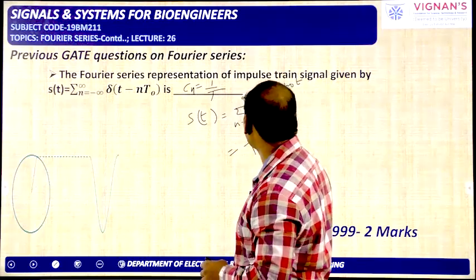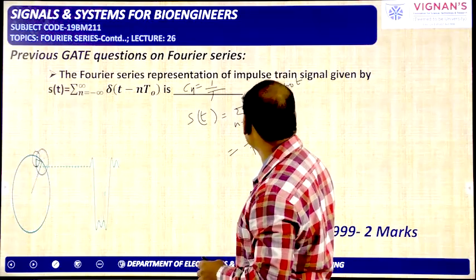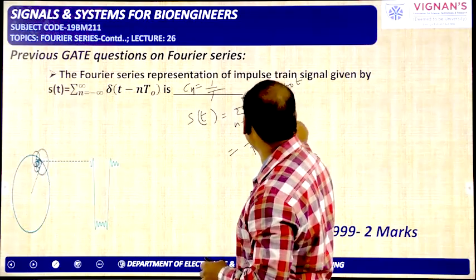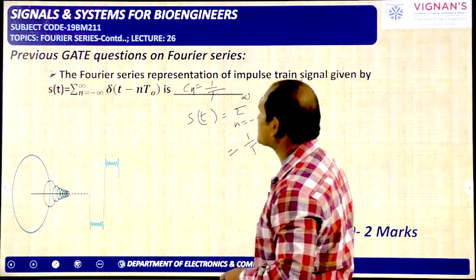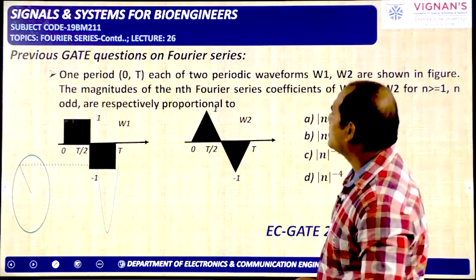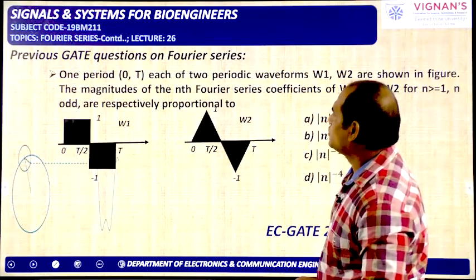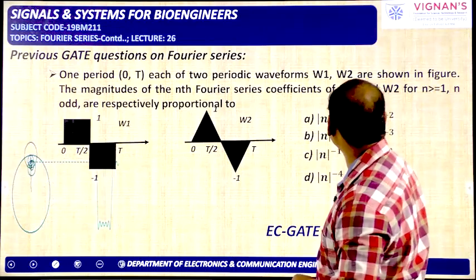So 1 by T I am writing outside because that is independent of n. So 1 by T sigma n from minus infinity to plus infinity e power j n omega naught t. So this is the exponential Fourier series representation of the impulse train signal. Now, one period 0 to T, each of the two periodic waveforms W1 and W2 are shown in the figure.